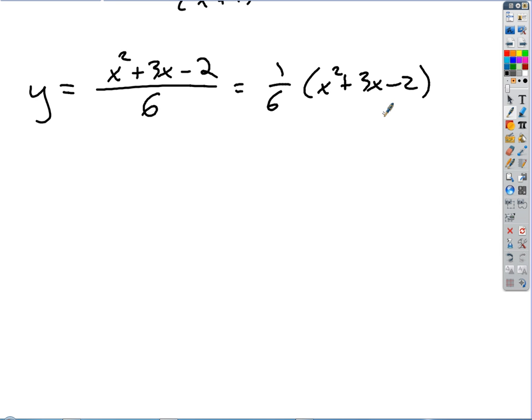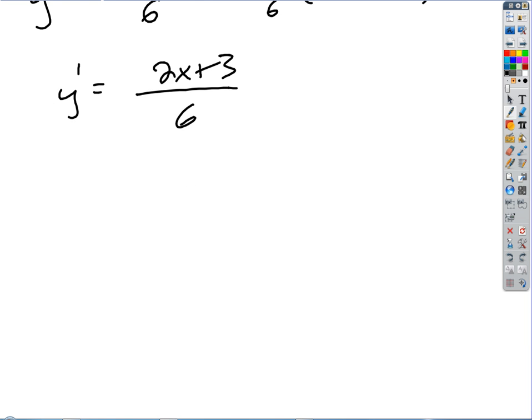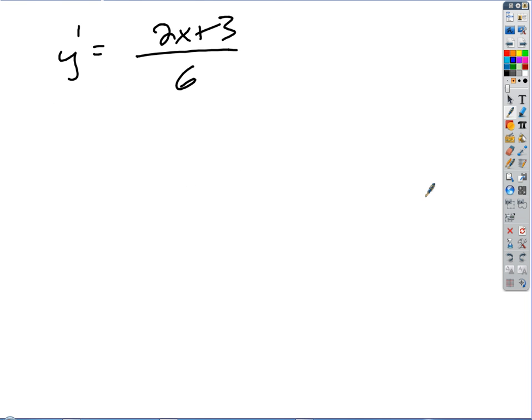So we'd have that 6 on the bottom. What's the derivative of x squared plus 3x minus 2? 2x plus 3. Now we're done. So we still got the right answer, but it's a lot of extra work. Okay, how about this one?